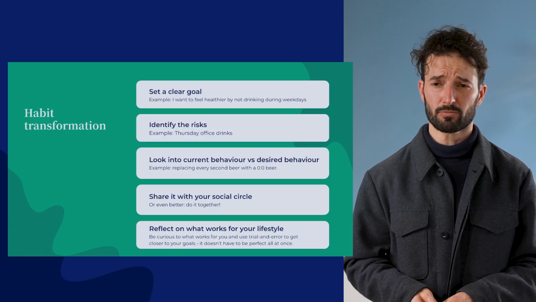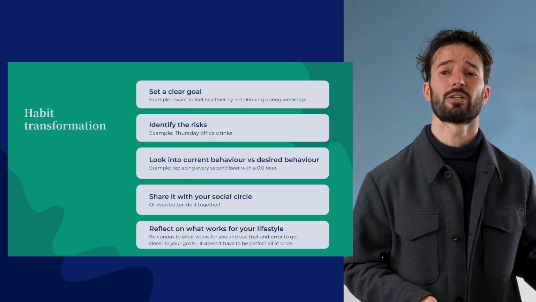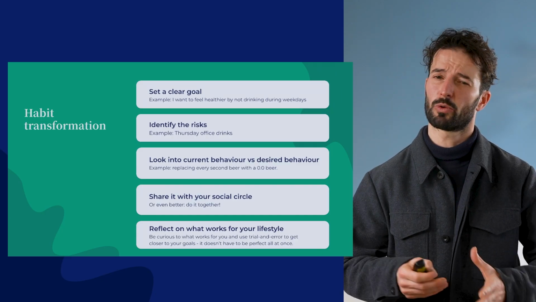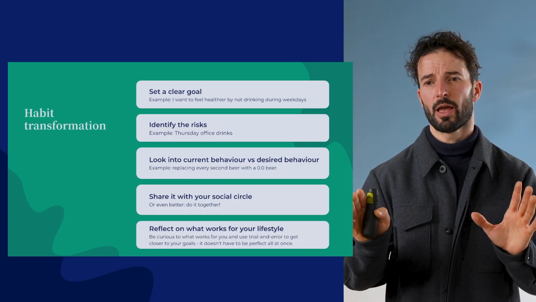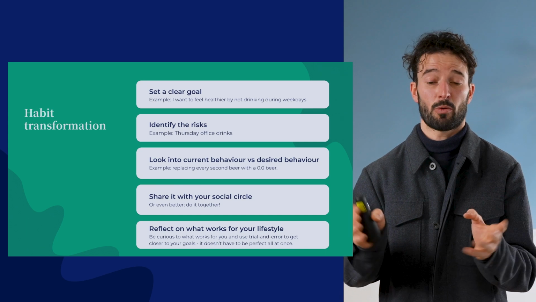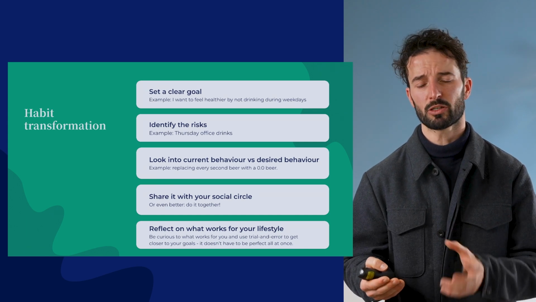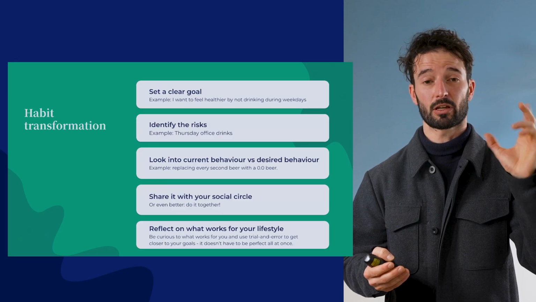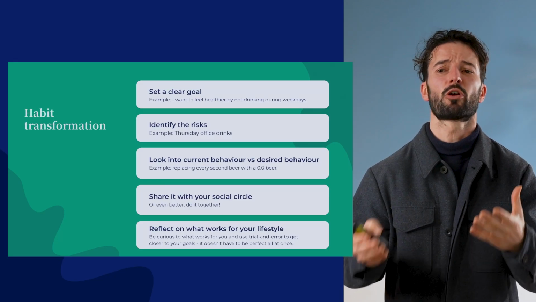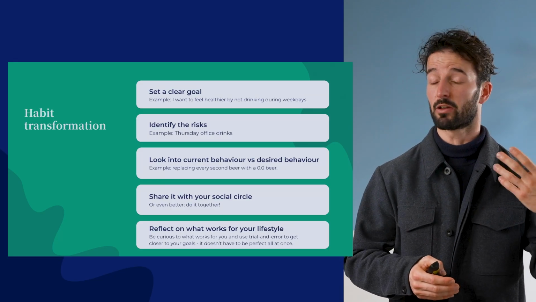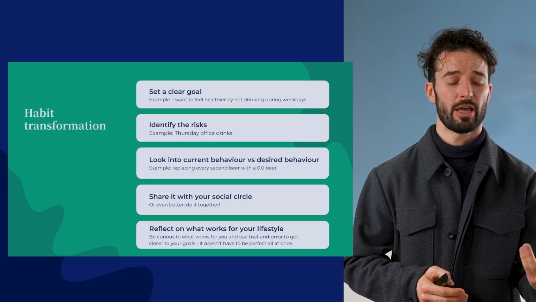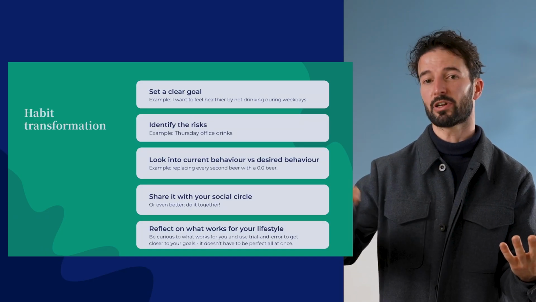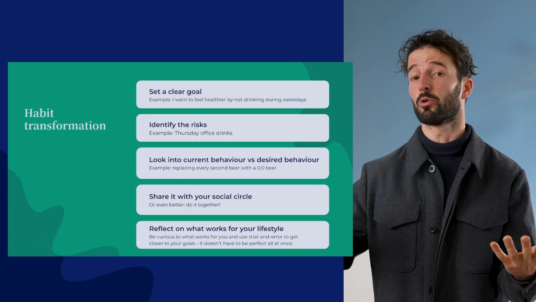So when we go into the third one, look into current behavior and desired behavior. So we have to oppose them to each other. Because if you say, like, I want to change my alcohol consumption, it's really important to have a clear focus on what you are currently doing. For example, I'm drinking 5 beers when I go to the pub, and you say, like, all right, I want to drink less, so let's replace every now and then one beer with a 0.0% beer.